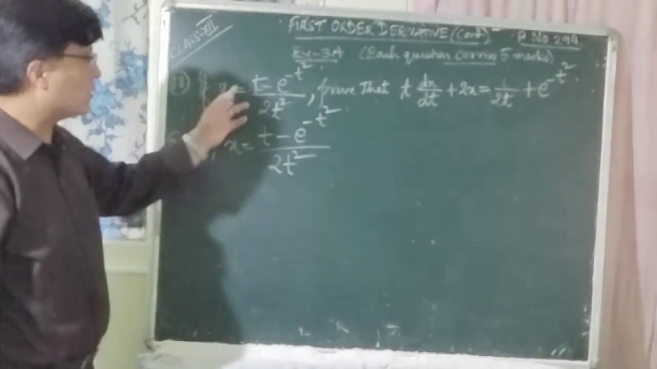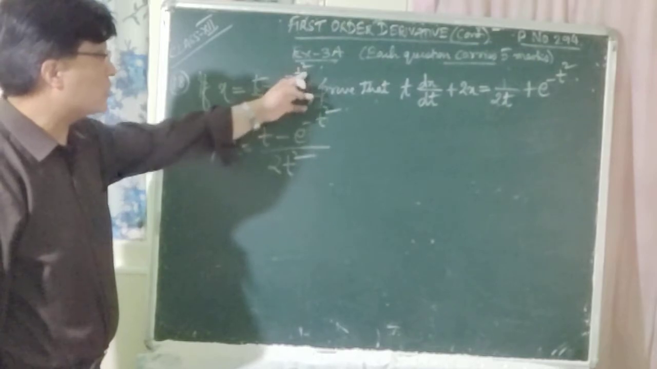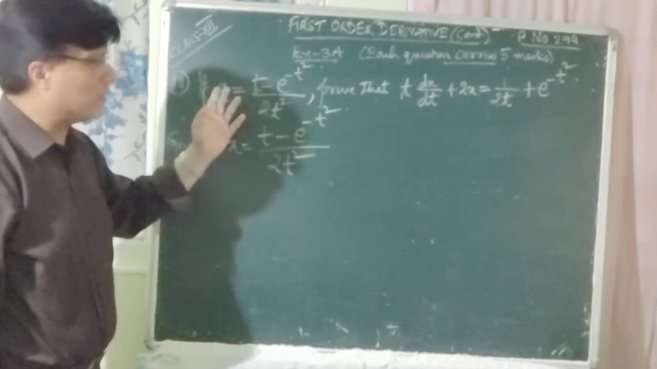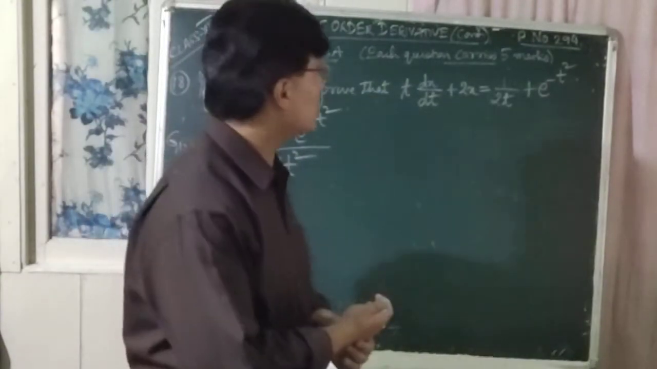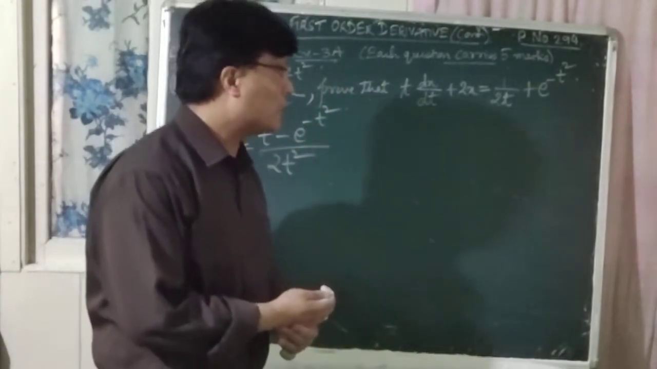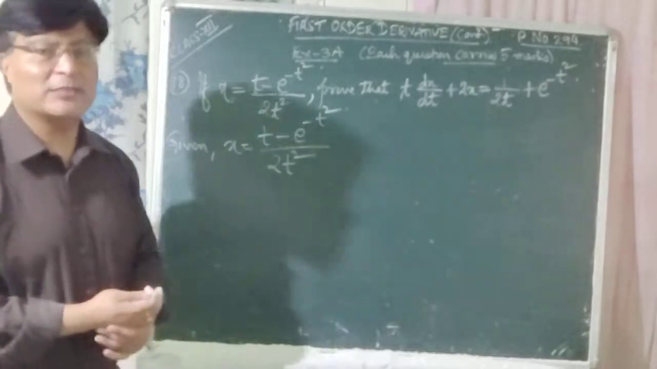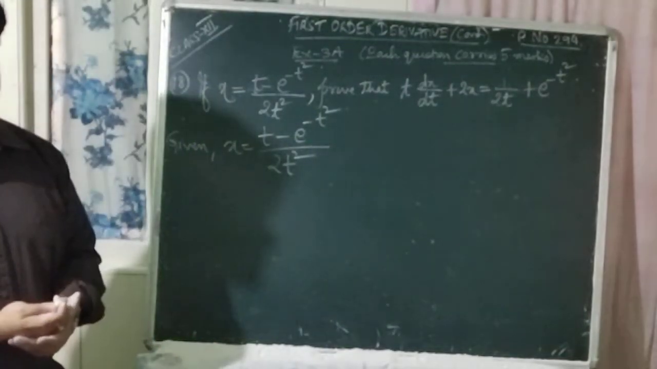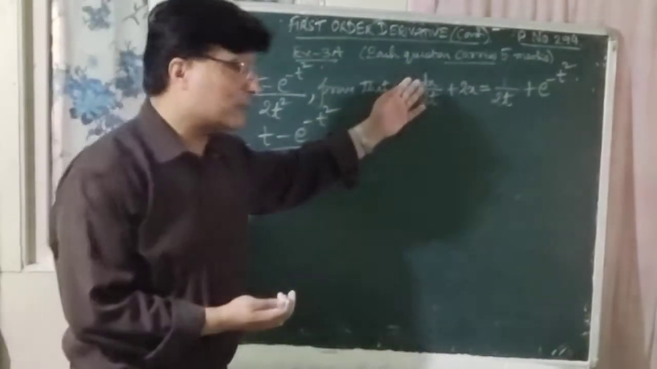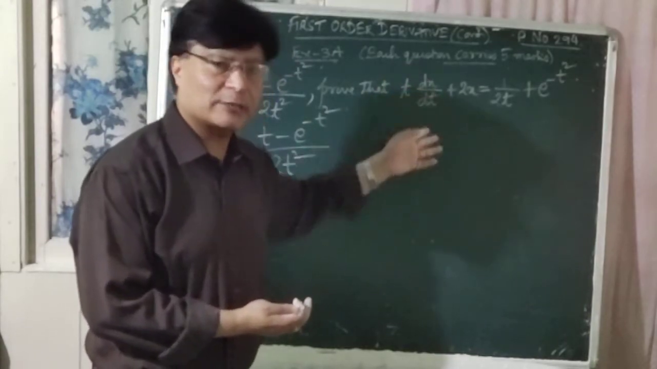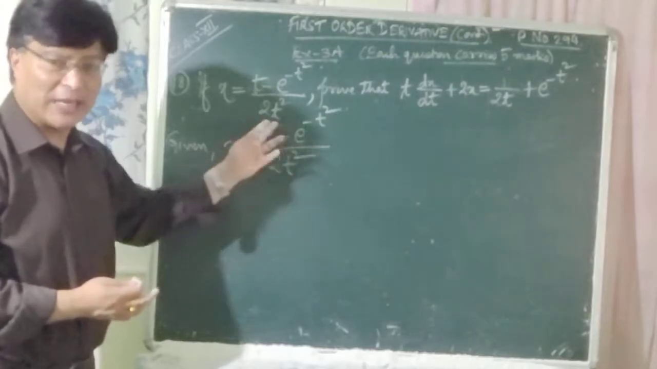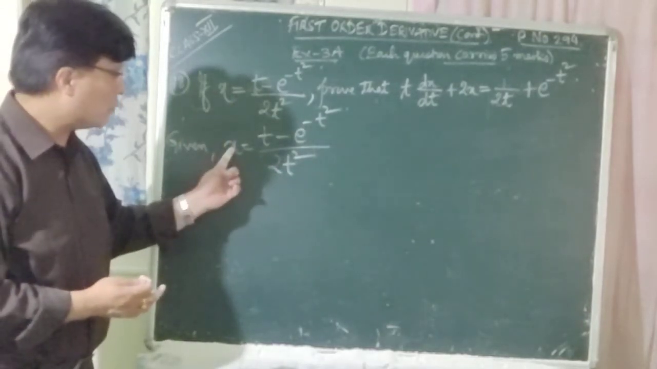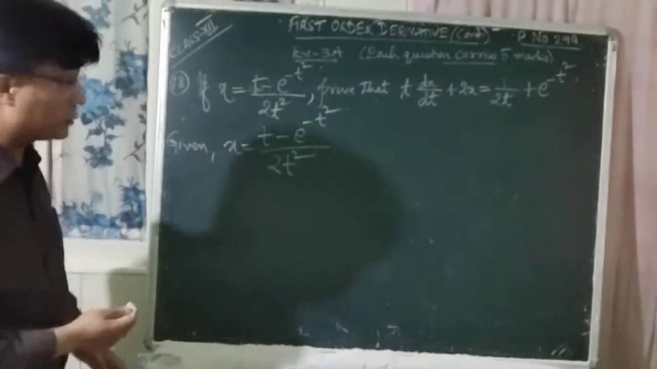If x is equal to t minus e to the power minus t square divided by 2t square, it is given. You have to prove that t into dx by dt plus 2x is equal to 1 upon 2t plus e to the power minus t square. You have to prove the value for dx by dt, right? Since you have to get dx by dt, both x and t are the variables in the given part, right?